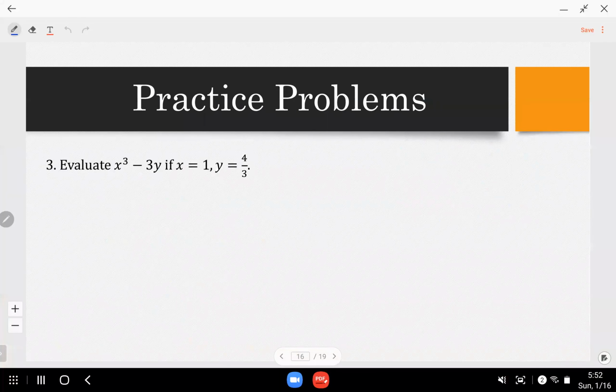So our next problem here, we have multiple variables this time. So it's multivariable. X cubed minus 3y if x equals 1 and y equals 4/3.